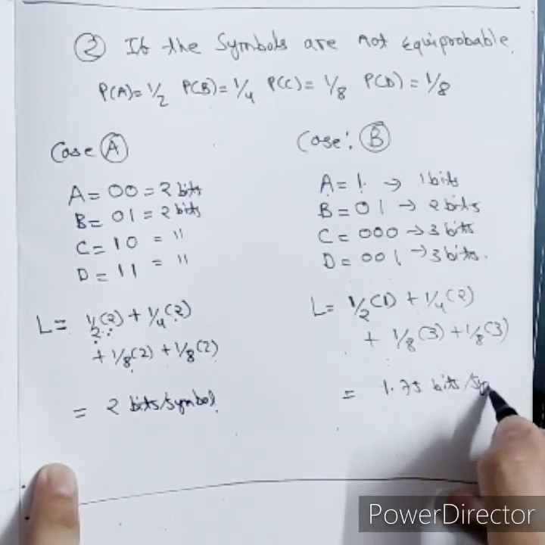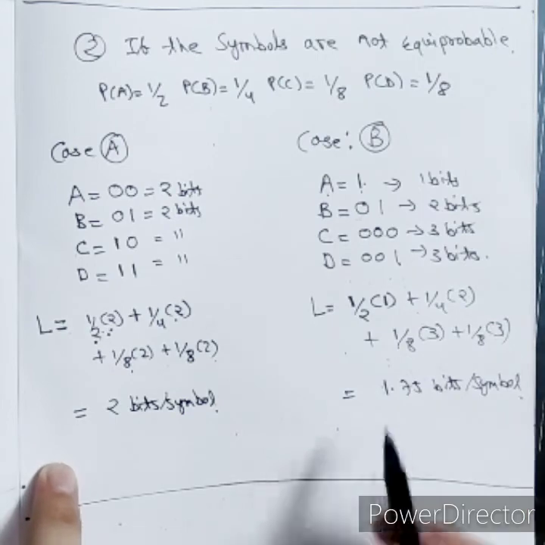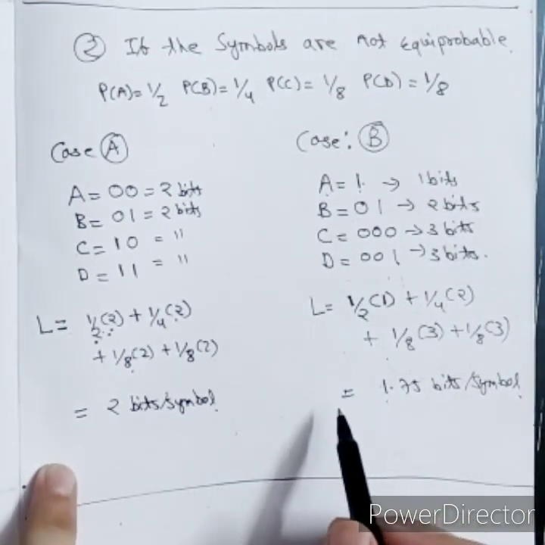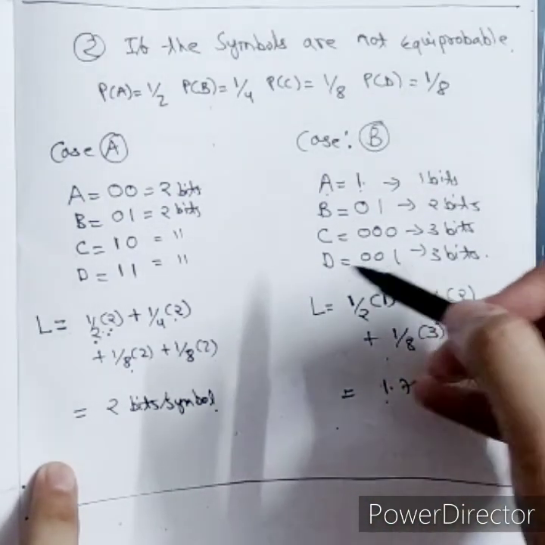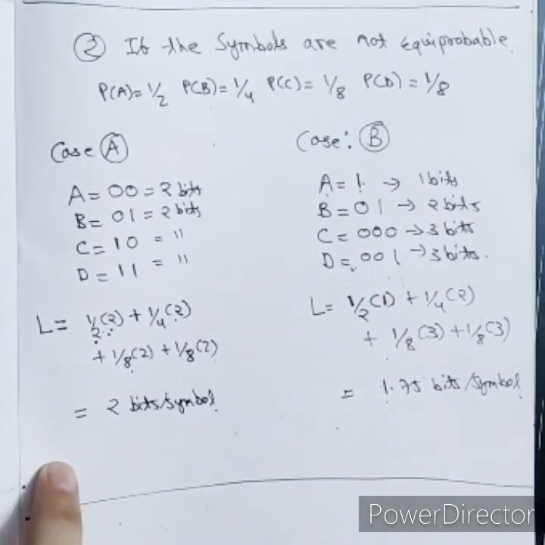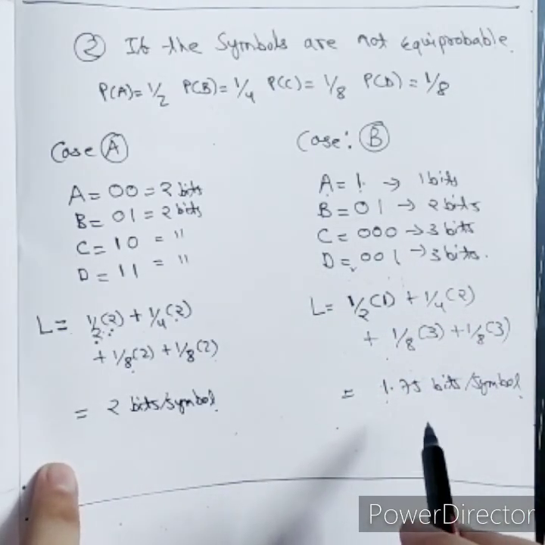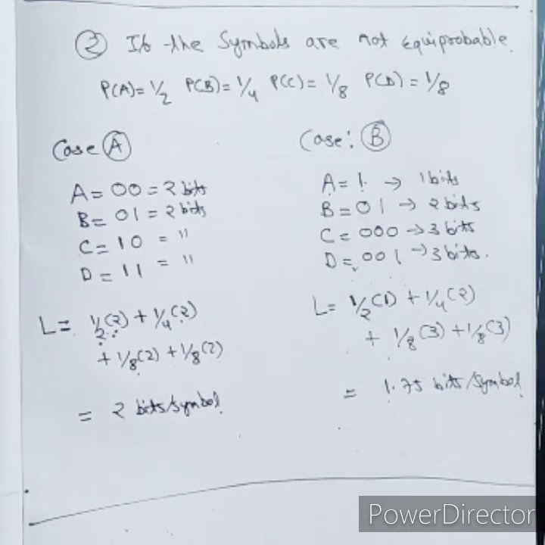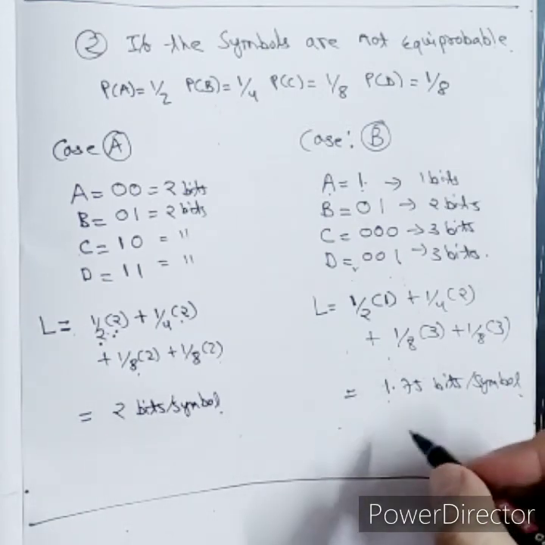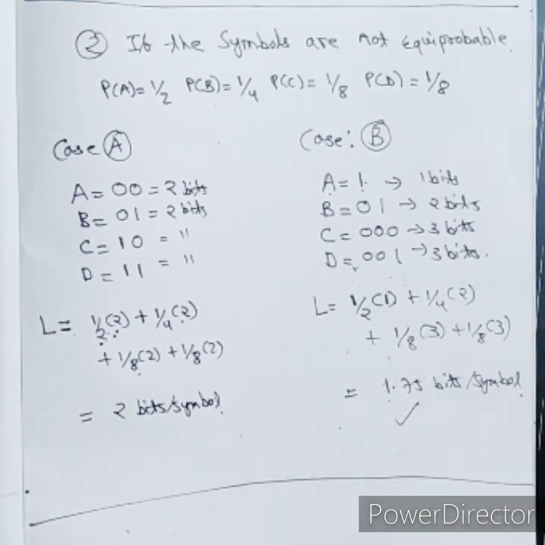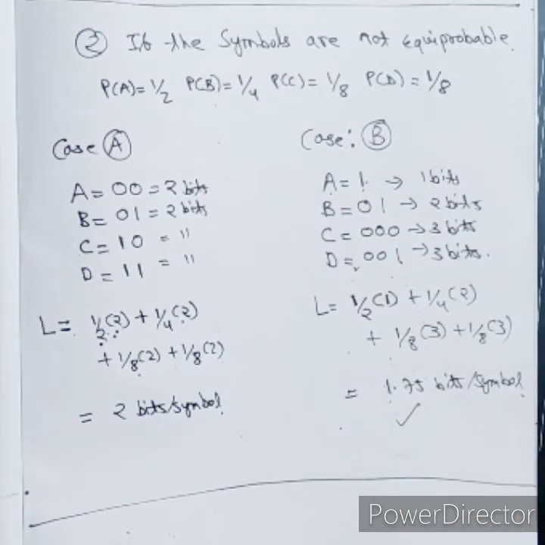bits per symbol. See, there is a difference, and if you use this type of coding, then your average code word length decreases. So which is better? Obviously this one, because we will try to reduce the average code word length for a particular symbol, right? So this is a better way to encode the information source. Now this is the importance of source encoder.